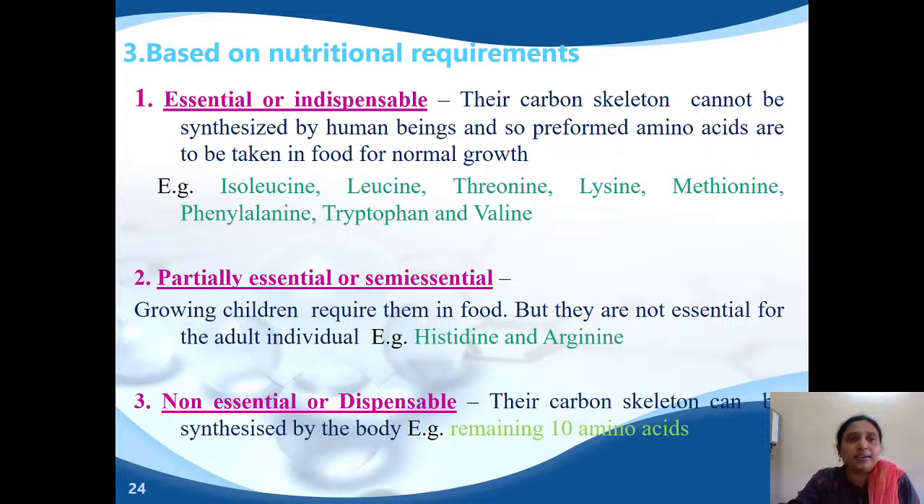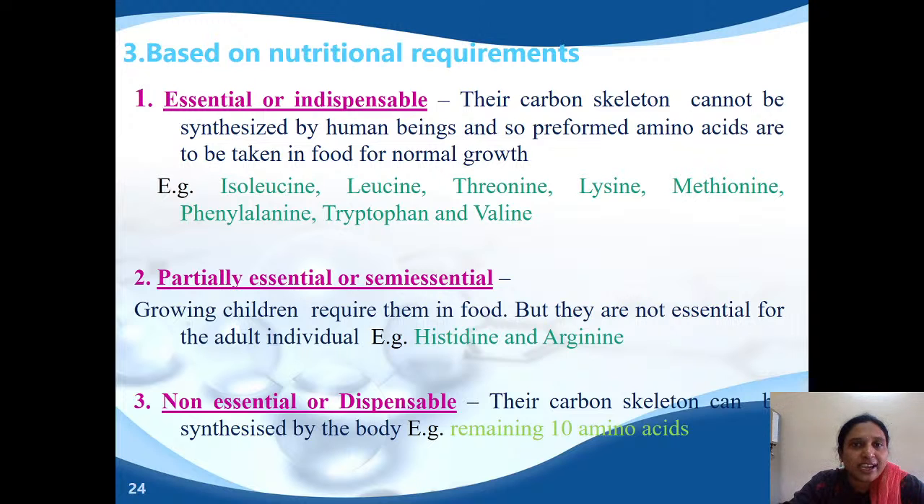Now coming to the third one, classification based on the nutritional requirement. Based on the nutritional intake of a particular amino acid, these 20 standard amino acids are classified into two types: essential or indispensable, and non-essential or dispensable amino acids. Essential amino acids cannot be synthesized by human beings, so the entire amount required by the body has to be obtained through diet.